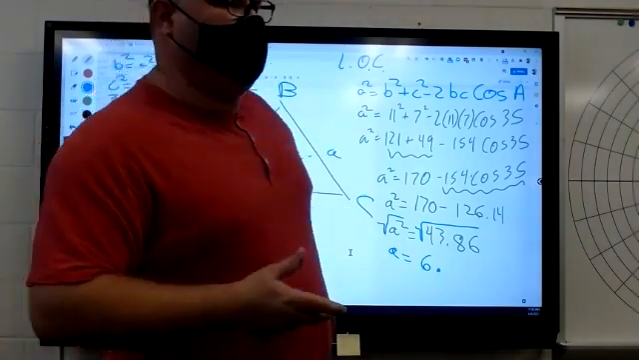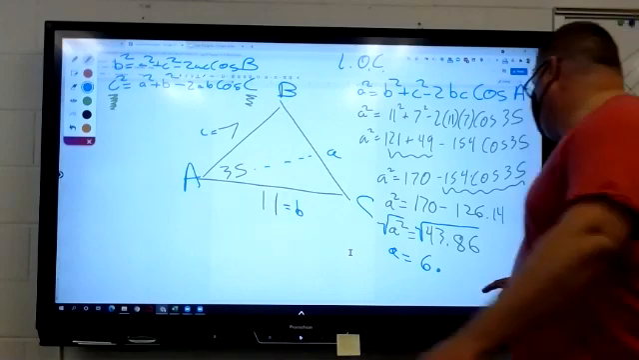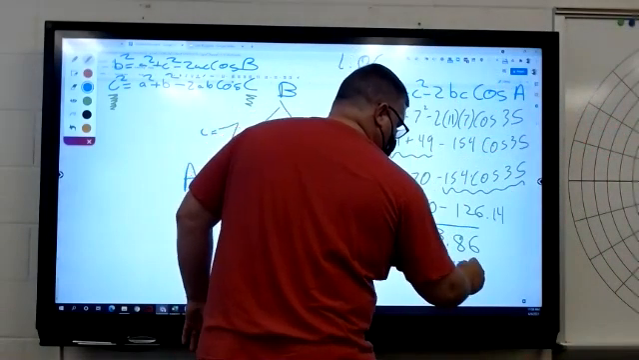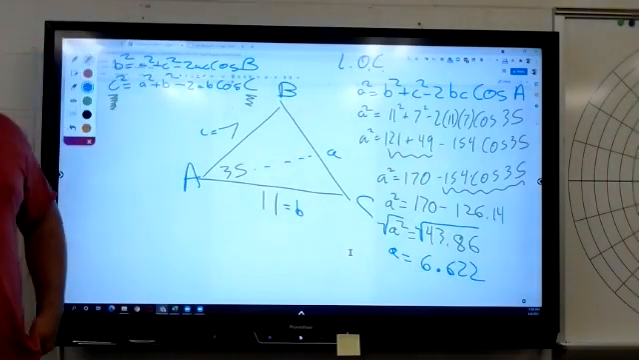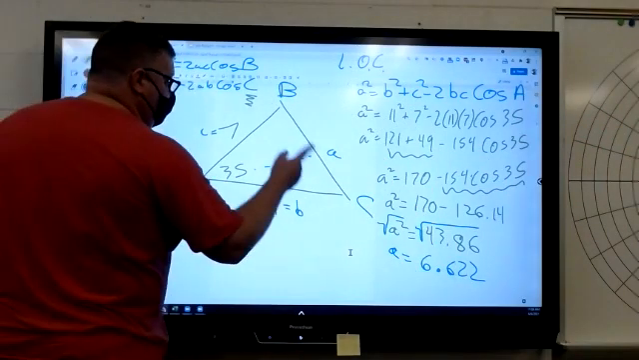Turn it sideways. There should be a square root button. Type in 43.86 and hit the square root button. Okay, 6.622. Is that what we got, everybody? Yeah. Okay.